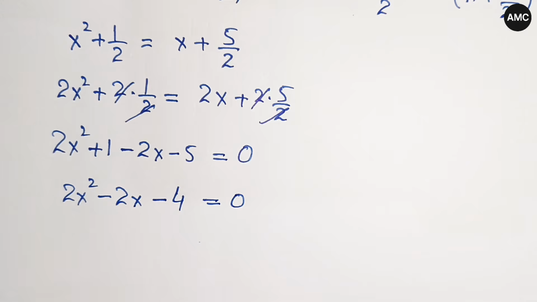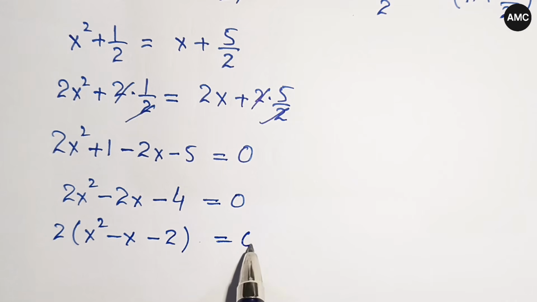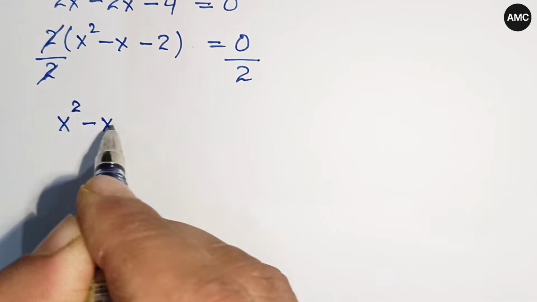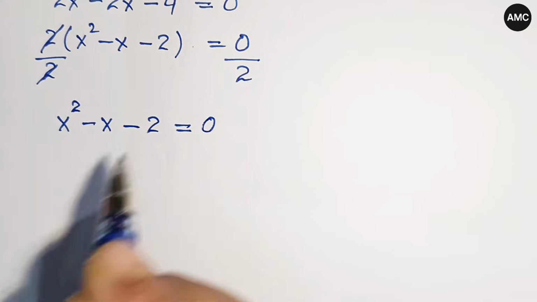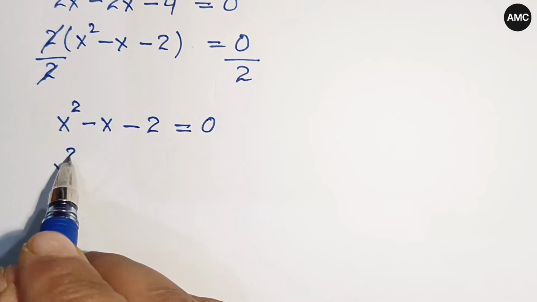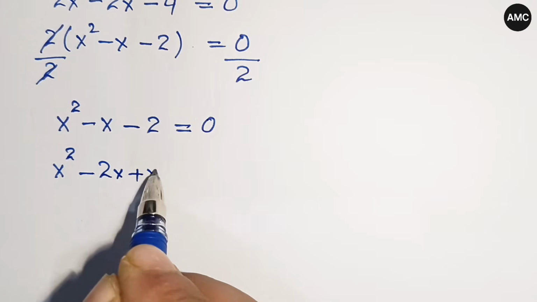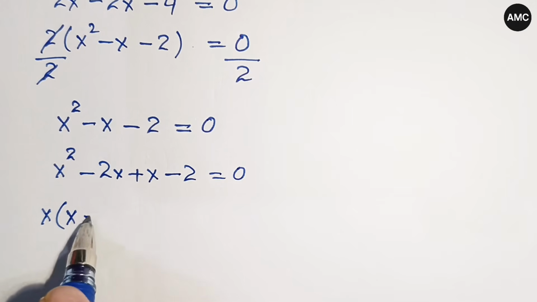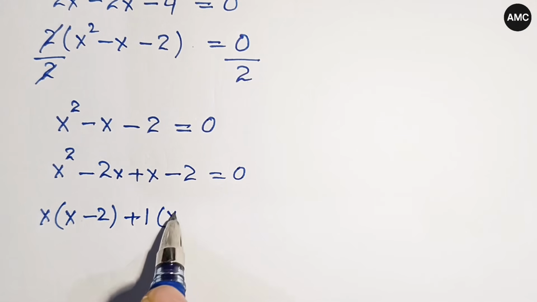Now if we take 2 common, then we have x squared minus x minus 2 is equal to 0. Dividing 2 on both hand sides, this 2 is cancelled out. We have x squared minus x minus 2 is equal to 0. Now solving this one, we split this minus x into x squared minus 2x plus x minus 2 is equal to 0. Taking x common, we have x minus 2, and plus 1 common, we have x minus 2.